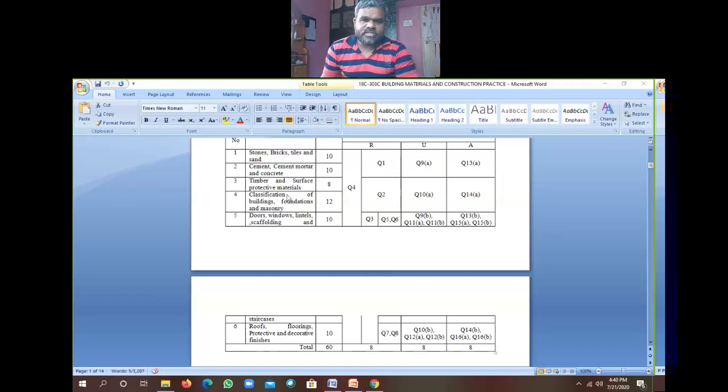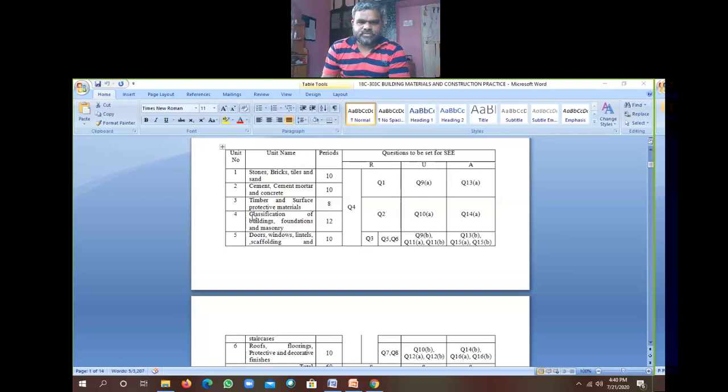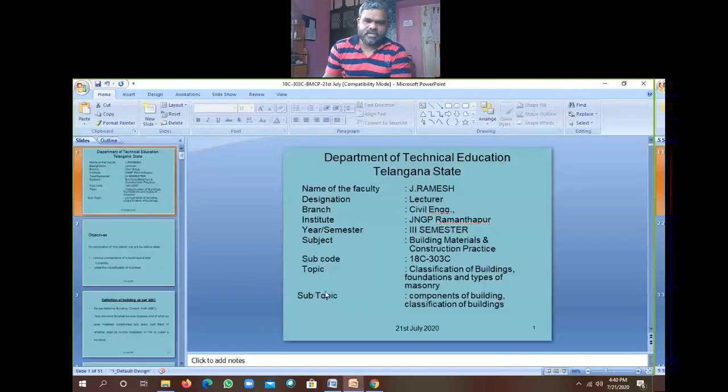Here, classification of buildings, foundations, masonry, doors and windows, lintels, scaffolding and staircases, and the roofs and floorings and protective decorative finishes. Compared to all six chapters, this fourth chapter is a very big chapter, which has a huge syllabus, right? So let us start the fourth chapter.